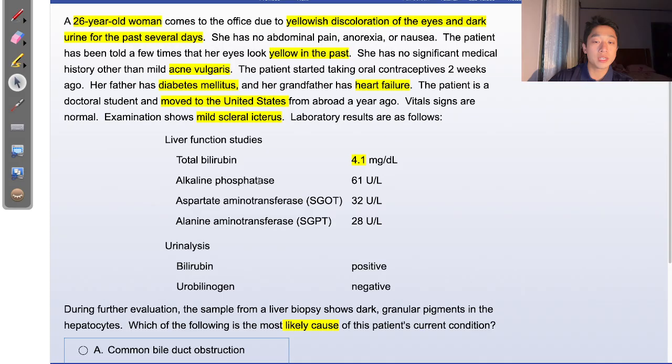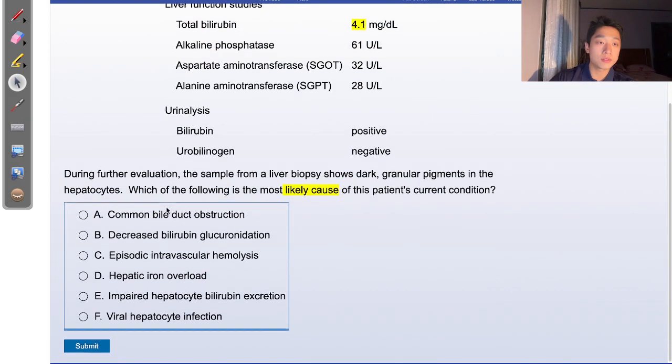Alkaline phosphatase is normal. AST is normal, and ALT is also normal. So, urinalysis: we will see that the bilirubin is positive and the urobilinogen is negative. We need to think what this means.